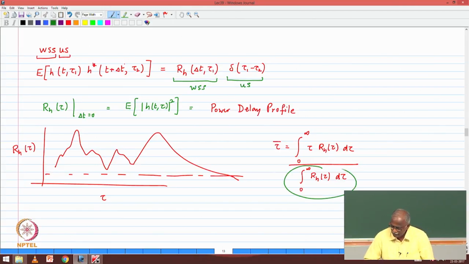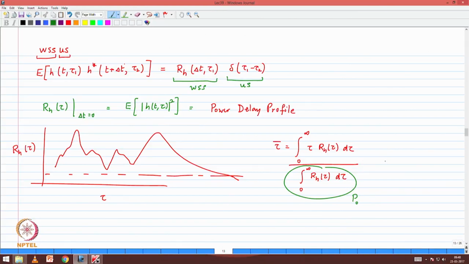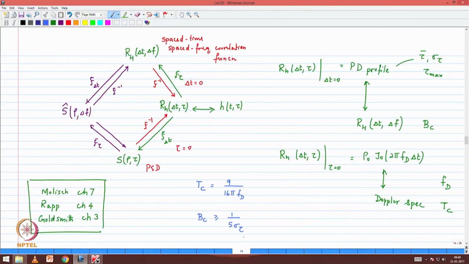This is a constant, let us call that some P naught, and basically you can compute tau squared average and then sigma tau as square root of tau squared average minus tau average whole square. And this is the RMS delay spread, a very important parameter that characterizes the time dispersiveness of the channel. This is what also tells us whether we need an equalizer or not, and therefore this characterization of the power delay profile is very important for us.